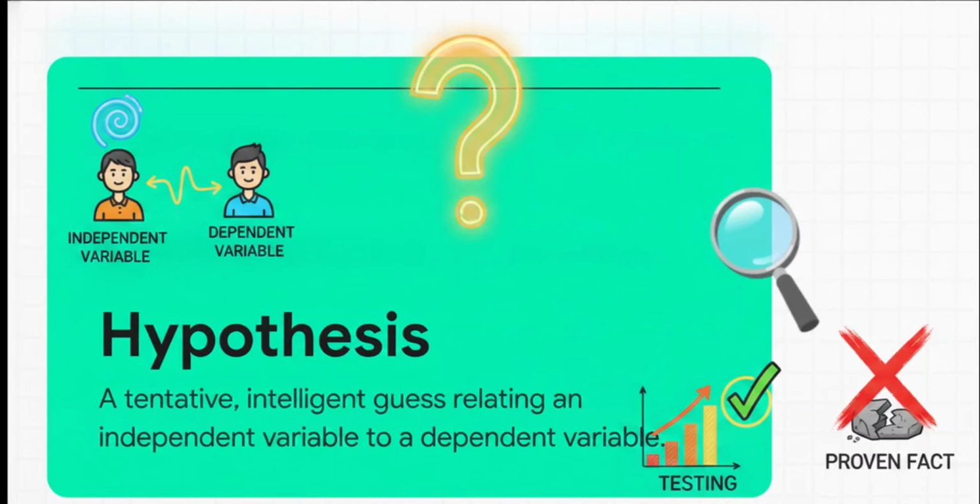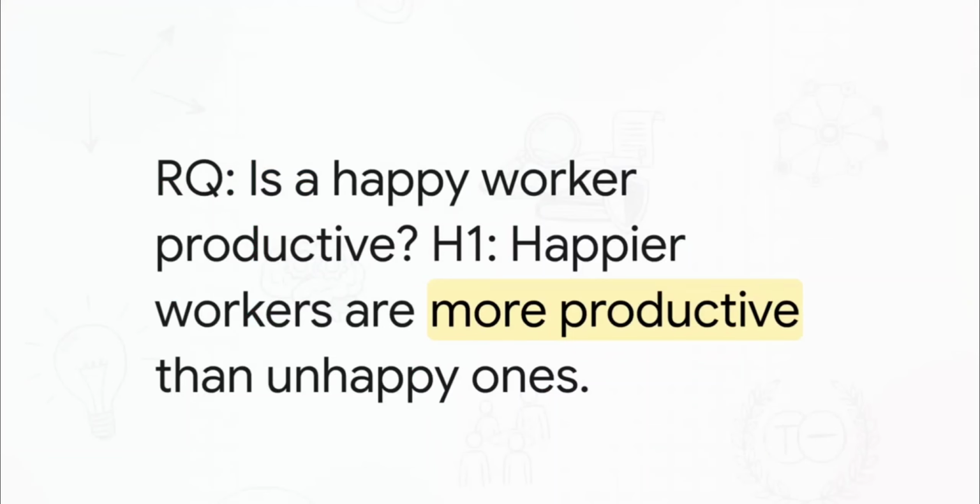But here is the absolutely crucial part to remember. A hypothesis is not a proven fact. It is an assumption that you must test using real data. Let's ground this with a real-world example. Say your broad research question is, is a happy worker a productive worker? That's way too vague to test, so we transform it into a specific hypothesis, or H1, like this. Happier workers are more productive than unhappy workers. Boom. Now we have a clear, directional statement that we can actually go out and measure.